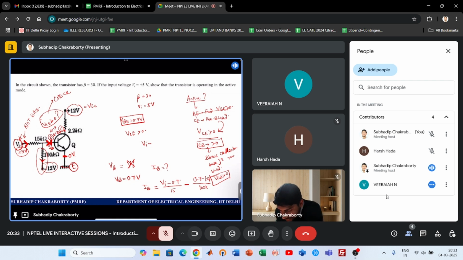How? This current we can calculate by VI minus 0.7 by 15. But this current is not base current. This current minus this current. How can you calculate the current going down? It is nothing but 0.7 minus 12 volts by 100 k, which is also a small current. And the difference gives us the base current. So calculate what is it. VI is 5. So calculate what is IB.